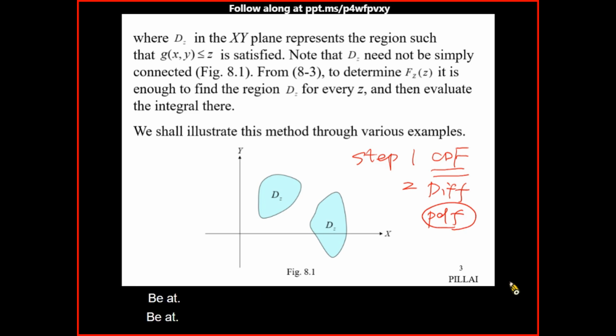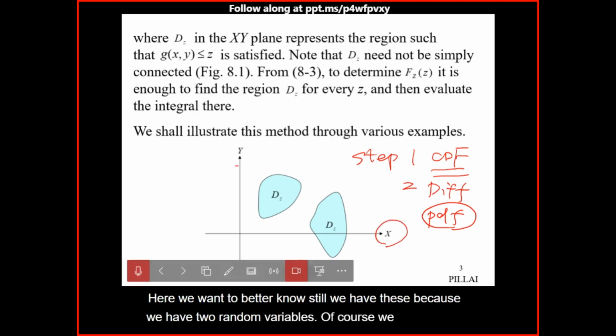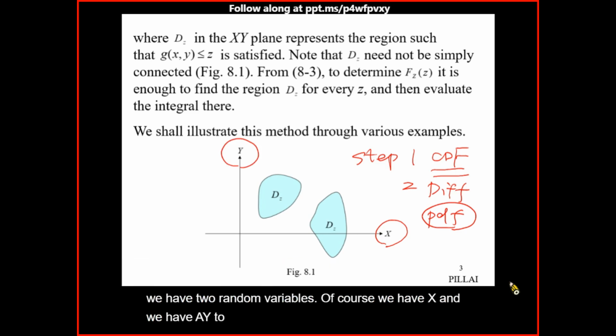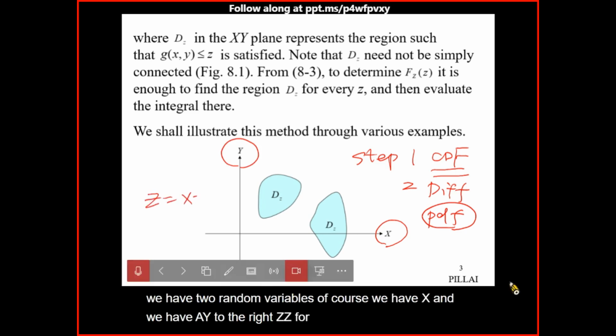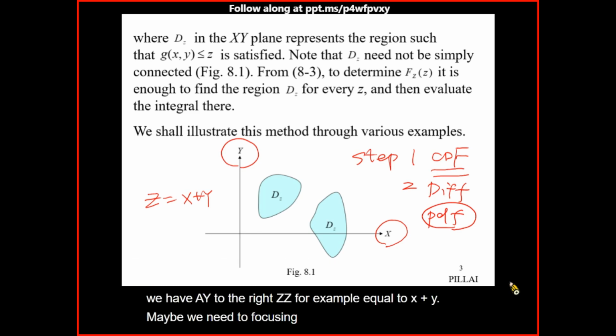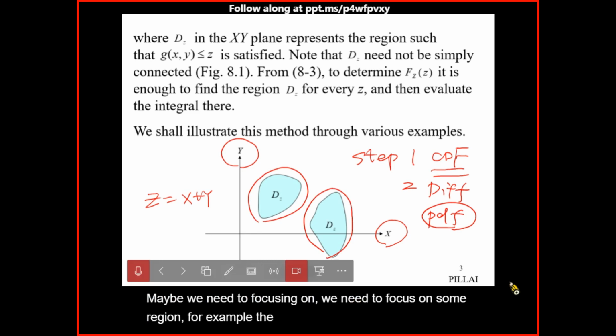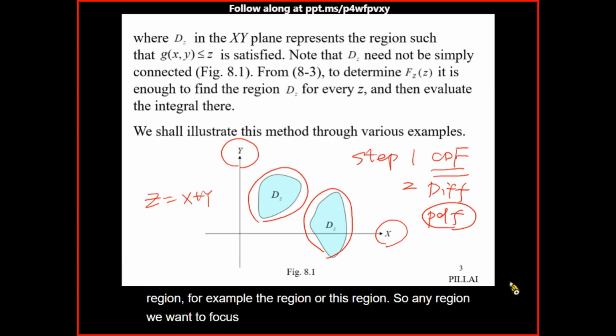Here, because we have two random variables, of course we have X and we have Y, to derive Z, for example, equal to X plus Y. Maybe we need to focus on some region, for example this region or that region. Any kind of region we want to focus on, to have the integration.